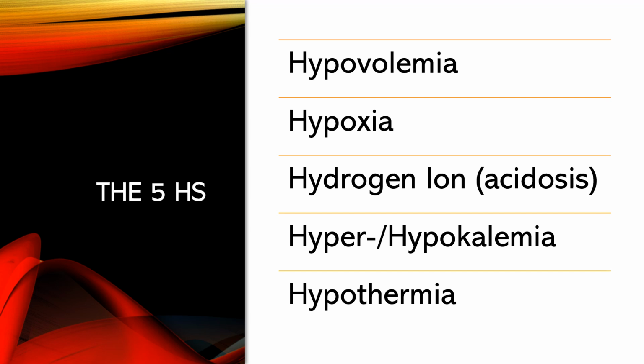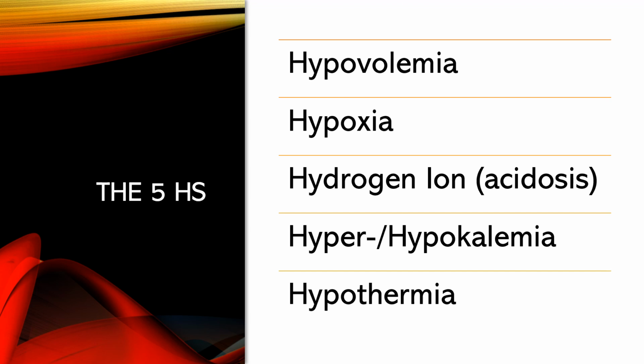Let's discuss the first set of reversible causes of PEA, the 5 H's. These 5 conditions are critical to consider when assessing and managing a patient with PEA. Let's dive into each one.